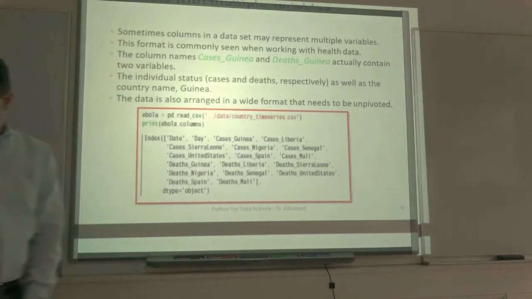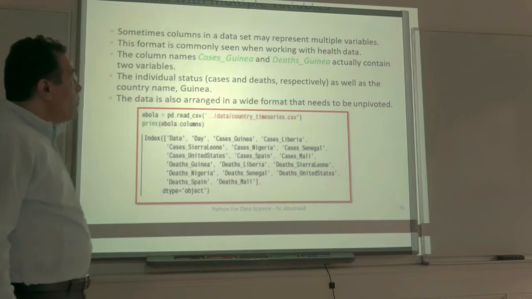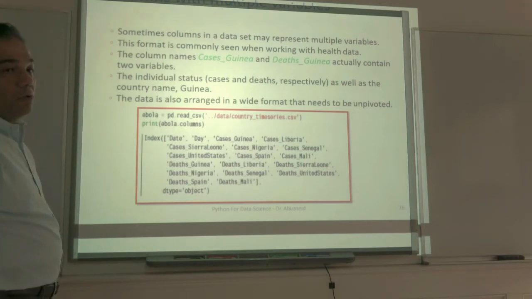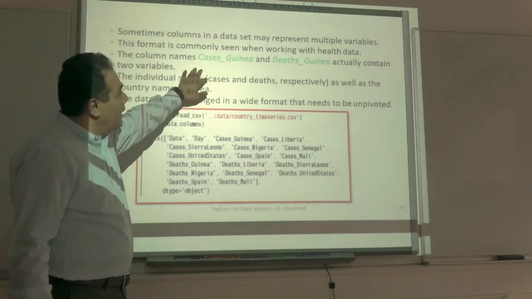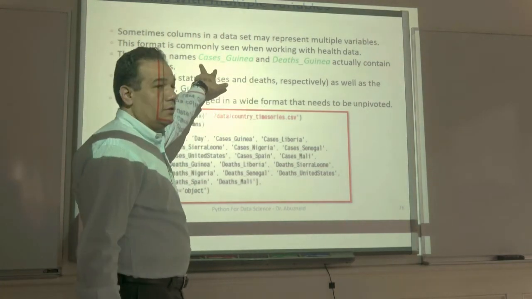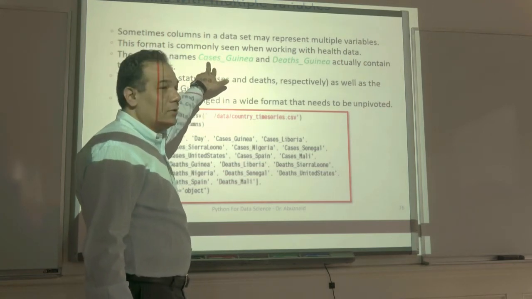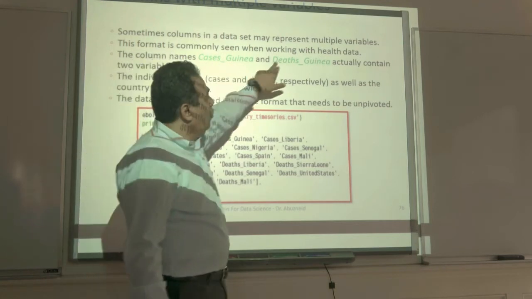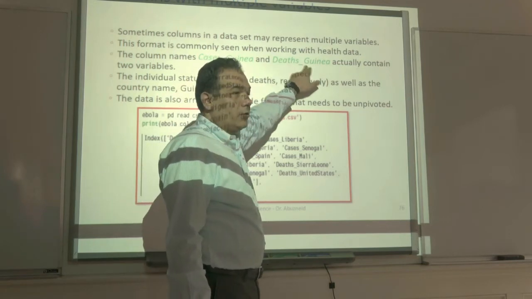All right. So columns with multiple variables. Sometimes columns in a data set may represent multiple variables, multiple values. This format is commonly seen when working with health data, with column names like cases_Guinea and deaths_Guinea. So what is this? There are two variables here. What is the first variable? Cases. What is the second one? Country. What is the first variable here? Deaths. And the second variable?